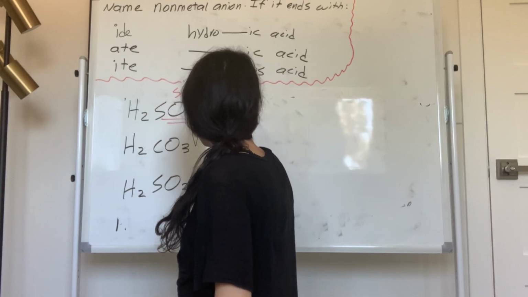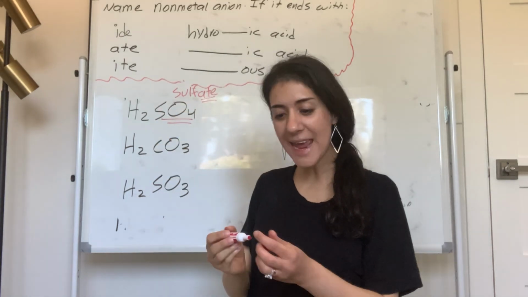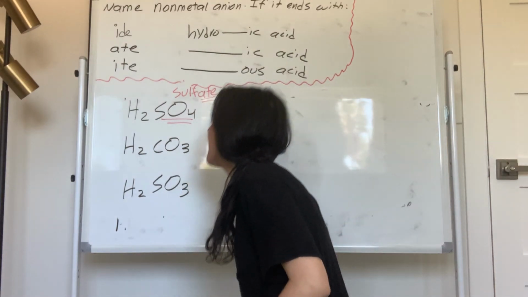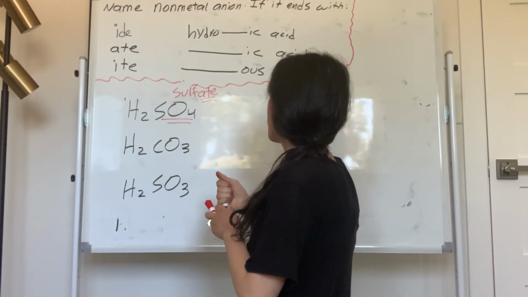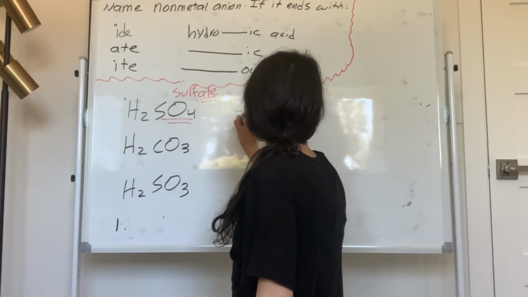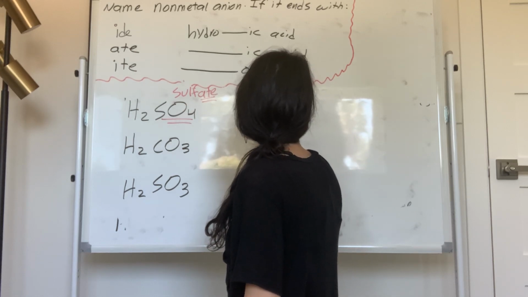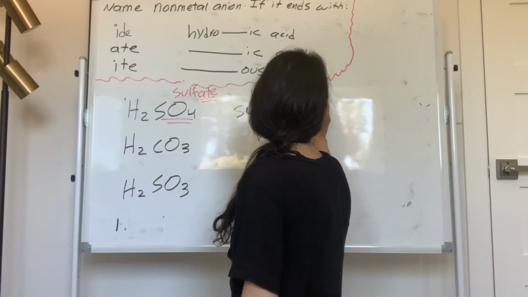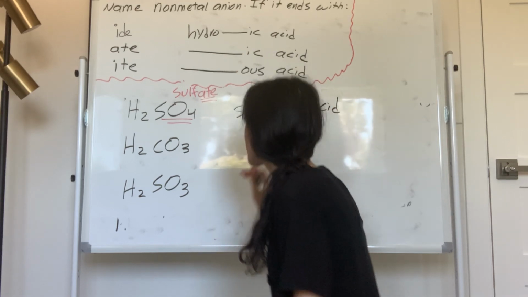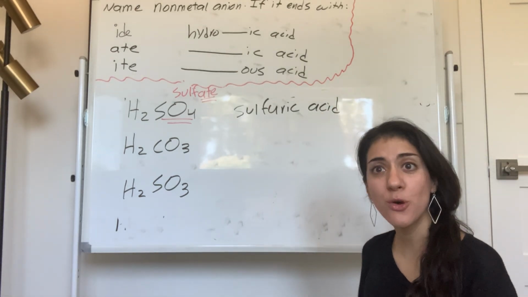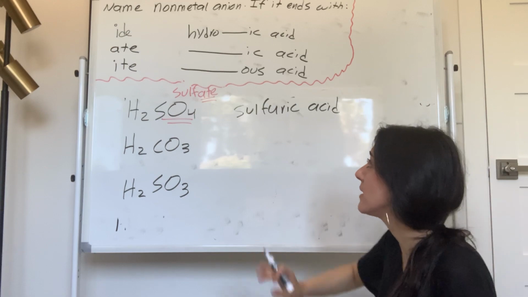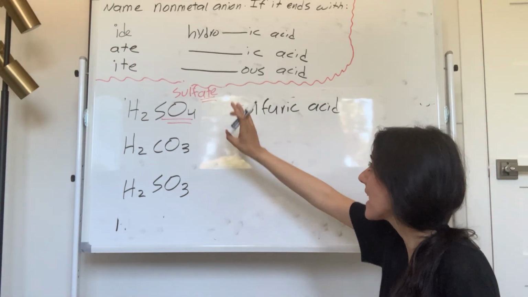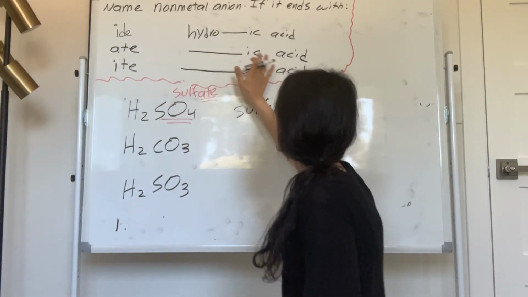Sulfate. So it ends with ate. If you end with ate, what are you going to become? Ic acid. So this becomes sulfuric acid. Sulfuric acid. You don't use hydro. Hydro is only when you end with ide. So ate becomes sulfuric acid.